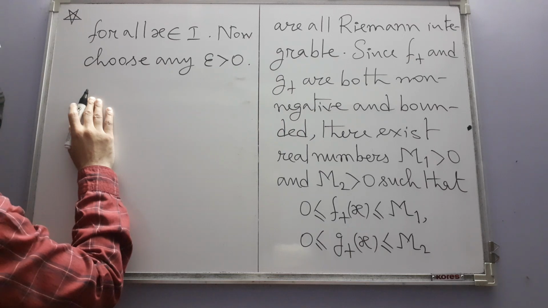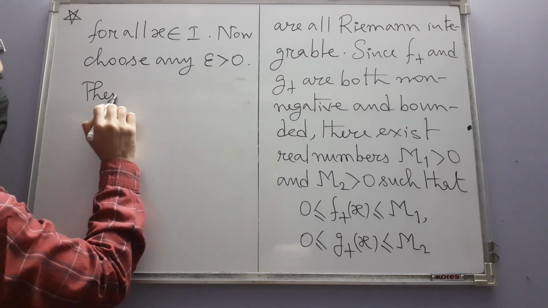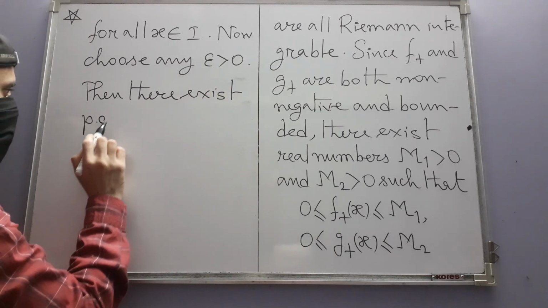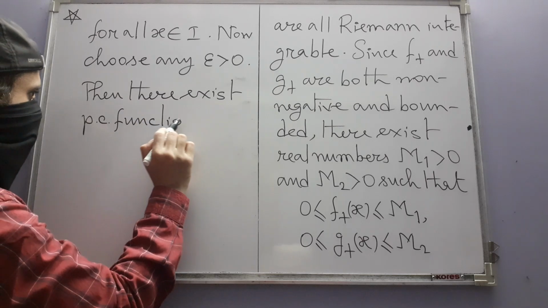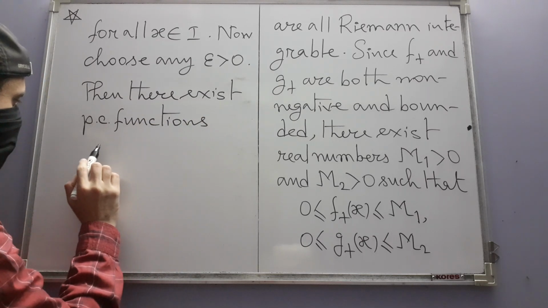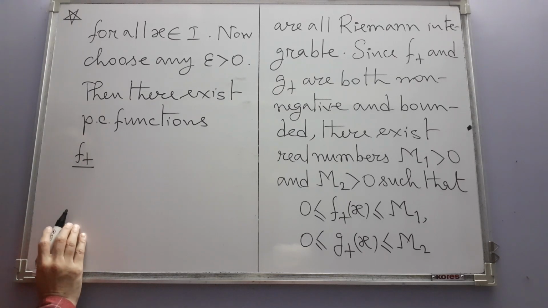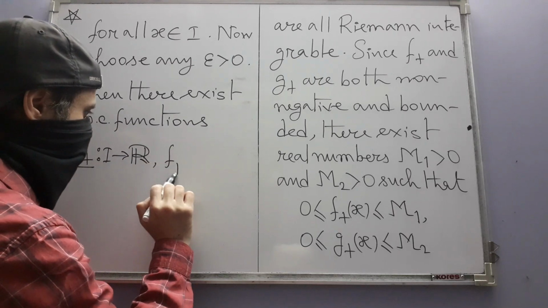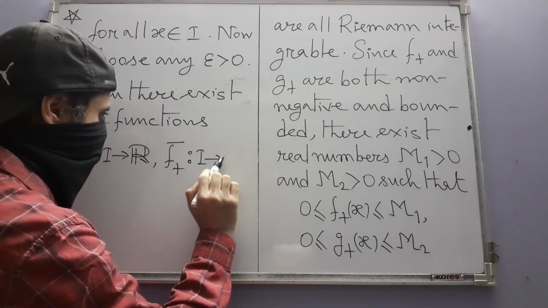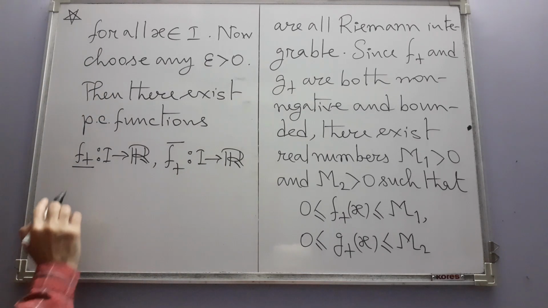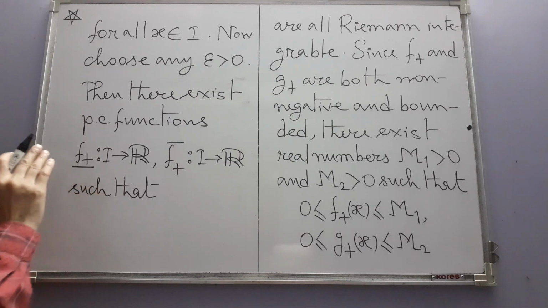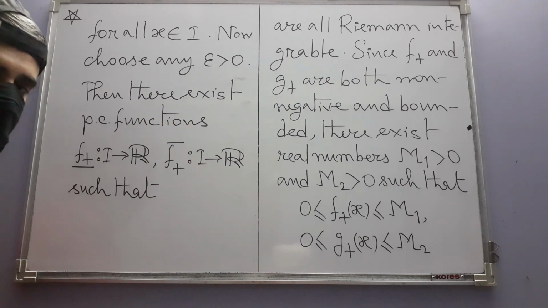Okay, so let me first think what I am going to write. Then there exist PC functions f plus underscore from I to R and f plus bar from I to R such that f plus underscore minimizes f plus and f plus bar maximizes f plus.